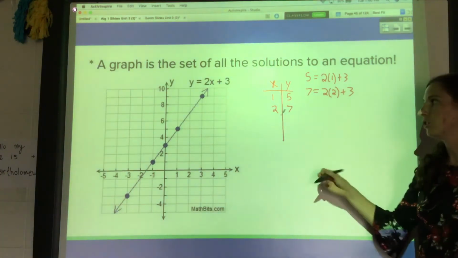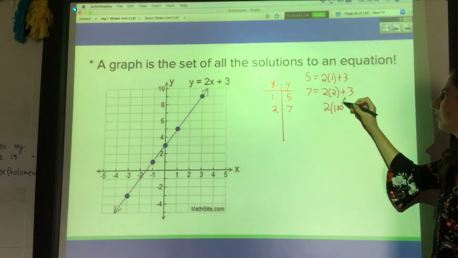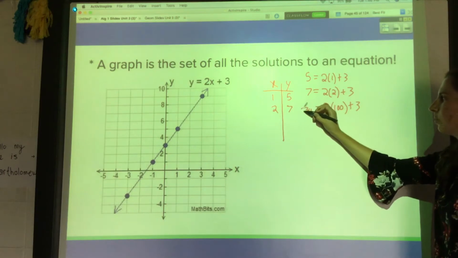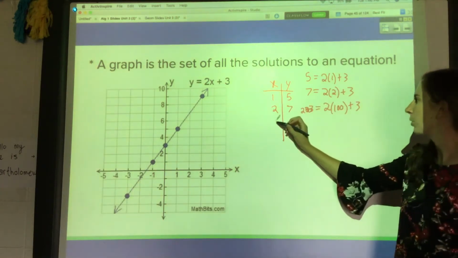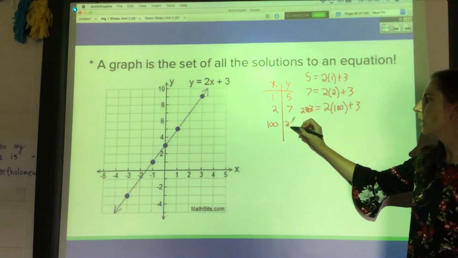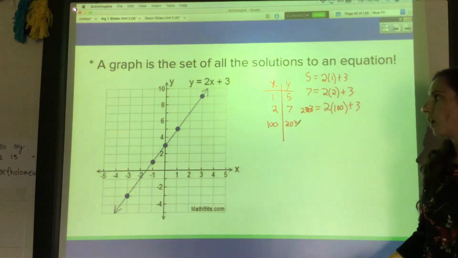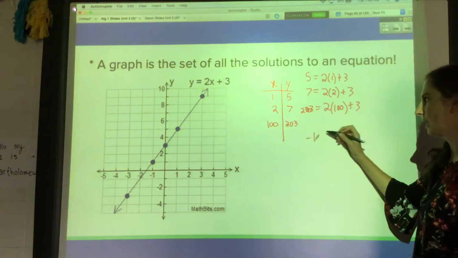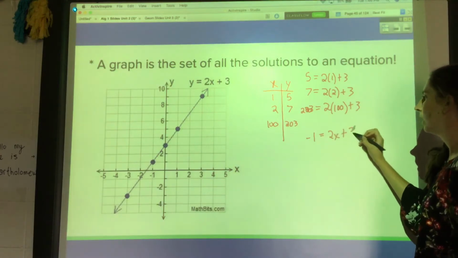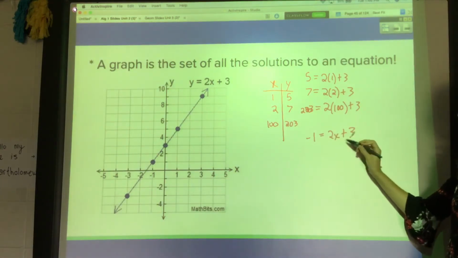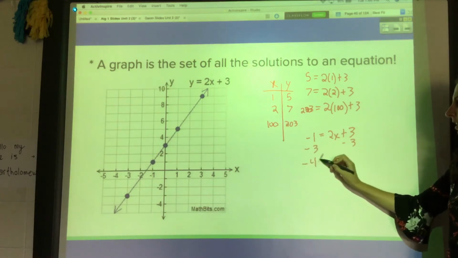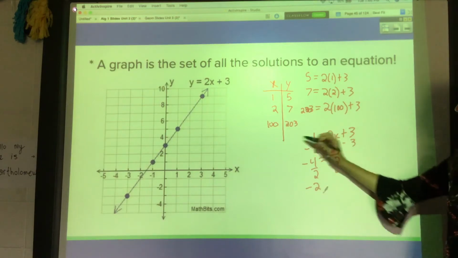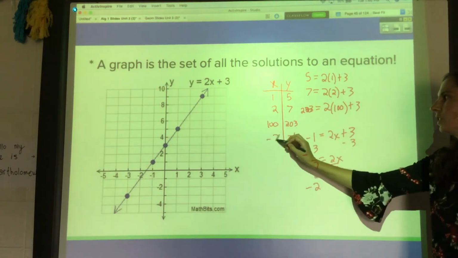I could plug in 100. When x is 100, I get 200 plus 3, so 203. Whoops, 203. So when x is 100, y is 203. I could even pick some y values, like let's say y is -1 or something. So when y is -1, we could solve for x by subtracting 3 and then divide by 2, and we get -2. So when y is -1, x is -2.